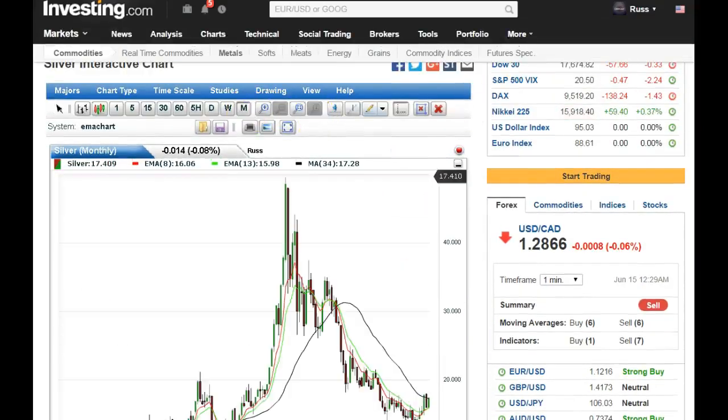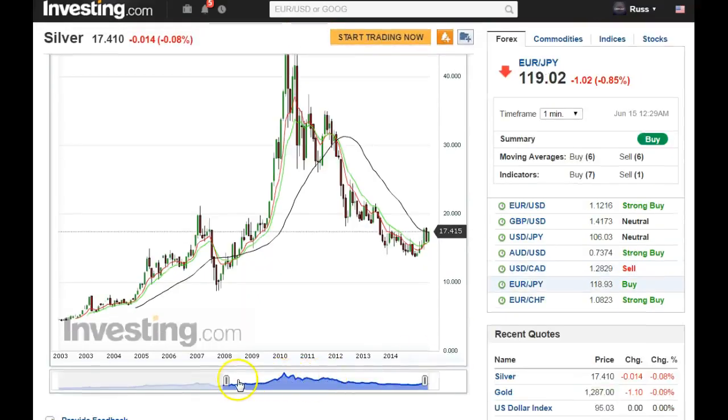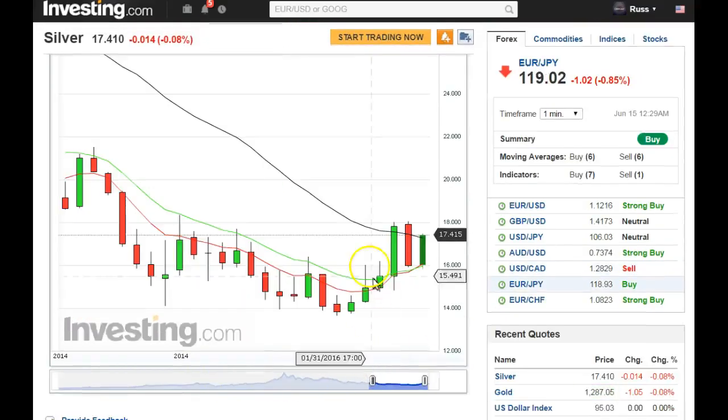See what happens. Monthly, as we all very well know, we're not above our 34 like gold. Gold is awesome because it consolidated above the 34 on the weekly. Our previous high is 18. We're only 20 cents away. This thing can just pick up and leave and jump out.